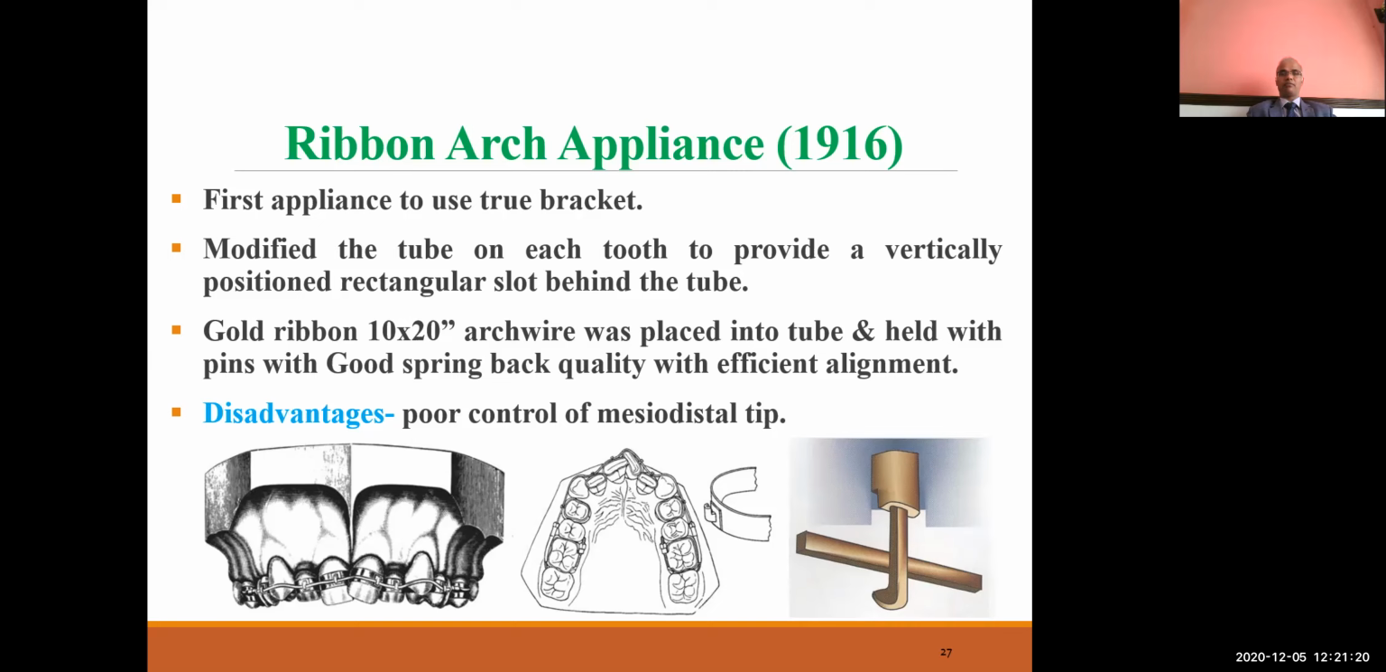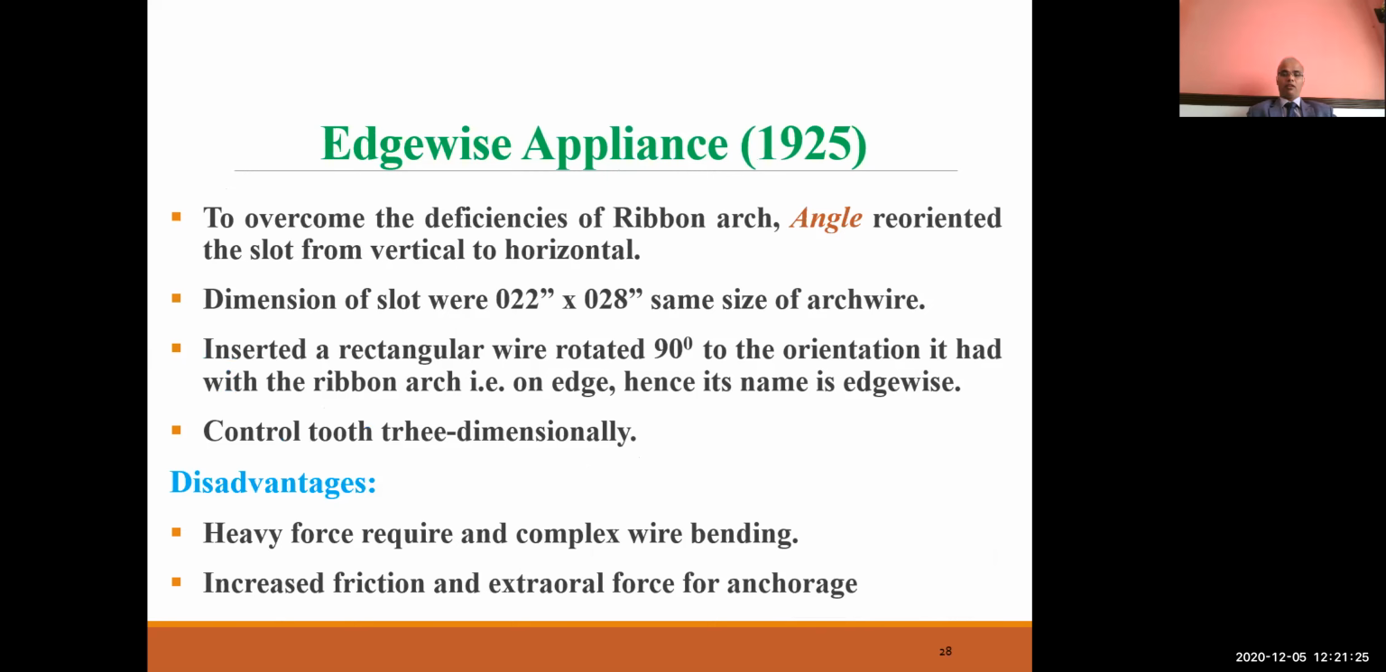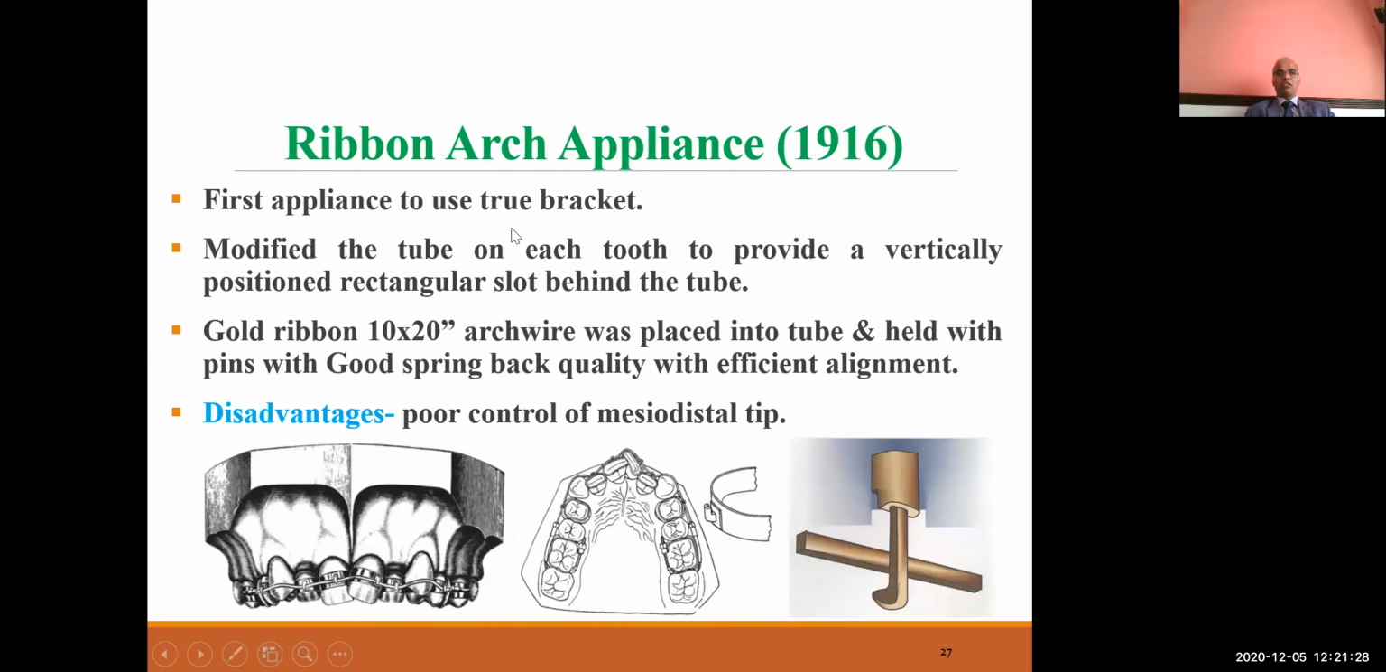Next, ribbon arch wire. It was also given by Angle. It was the first appliance to use true brackets. He modified the tube used in the pin and tube appliance on each tooth to provide a vertically positioned rectangular slot. These are the rectangular slots here, vertically positioned behind the tubes. And gold ribbon 10 into 20 inch arch wire.